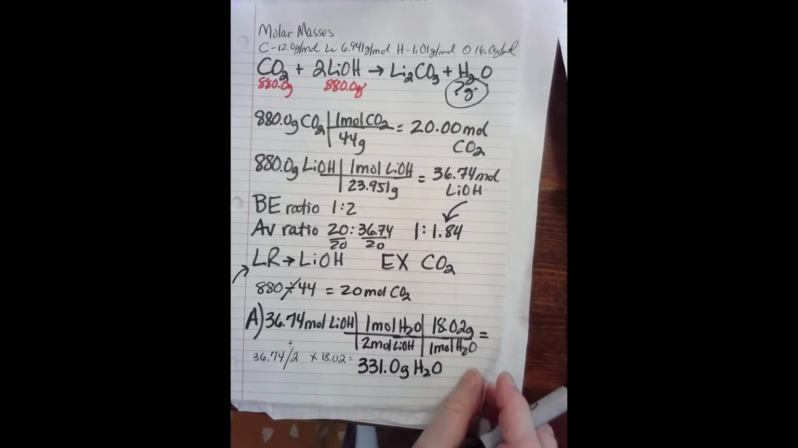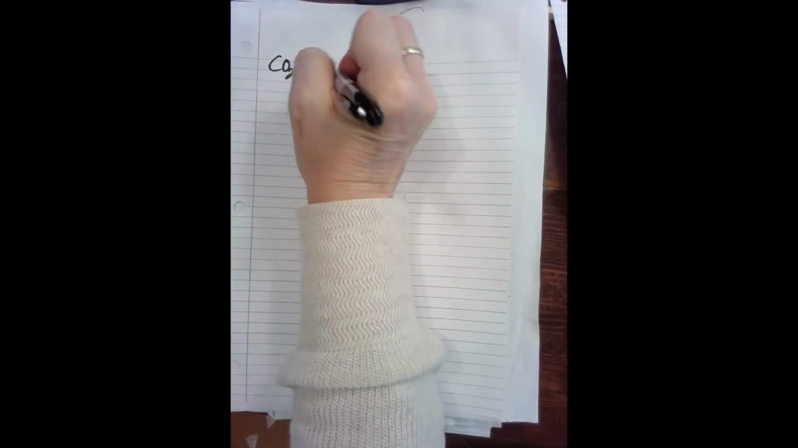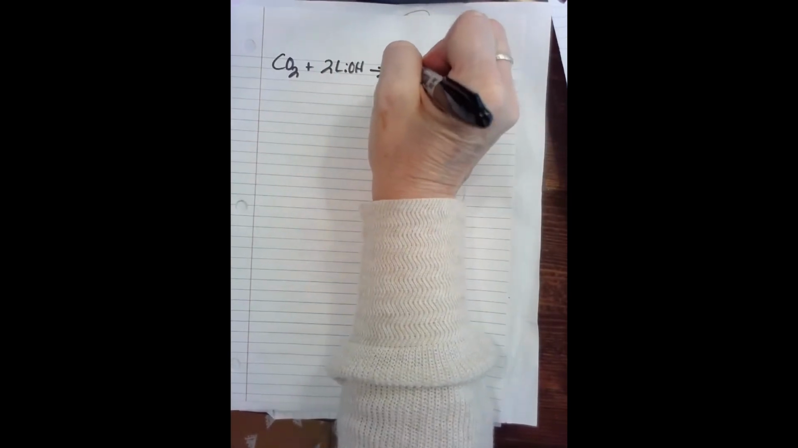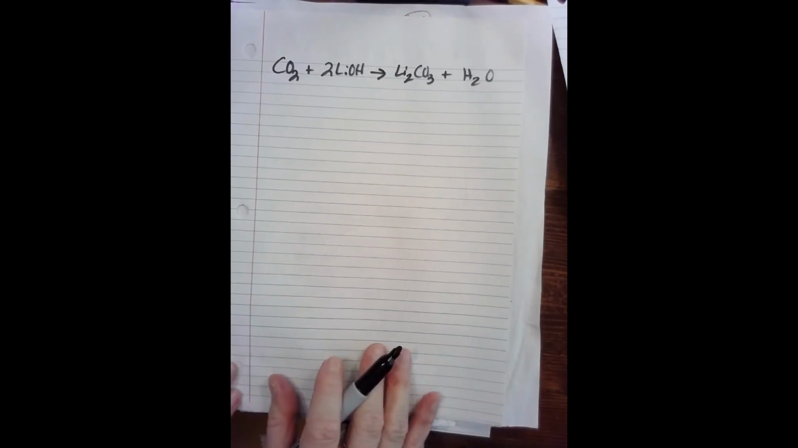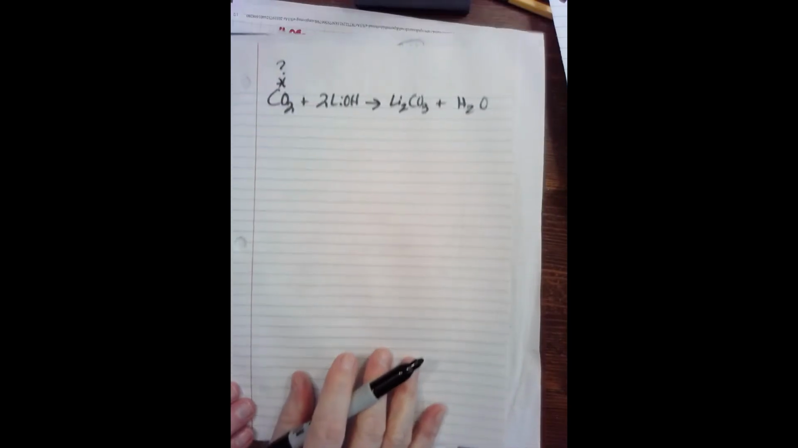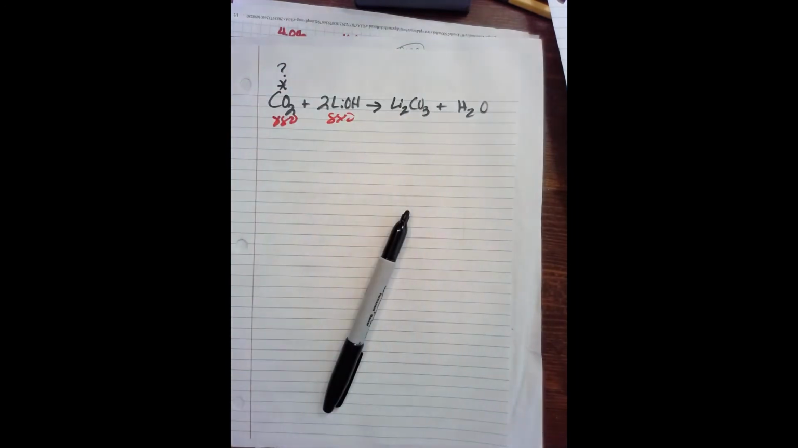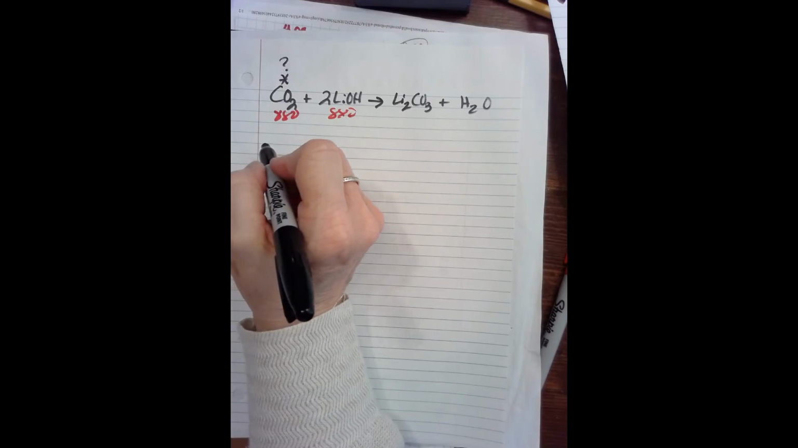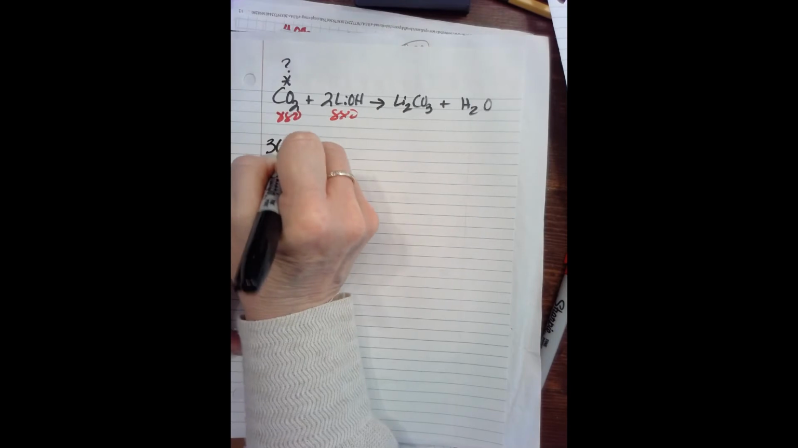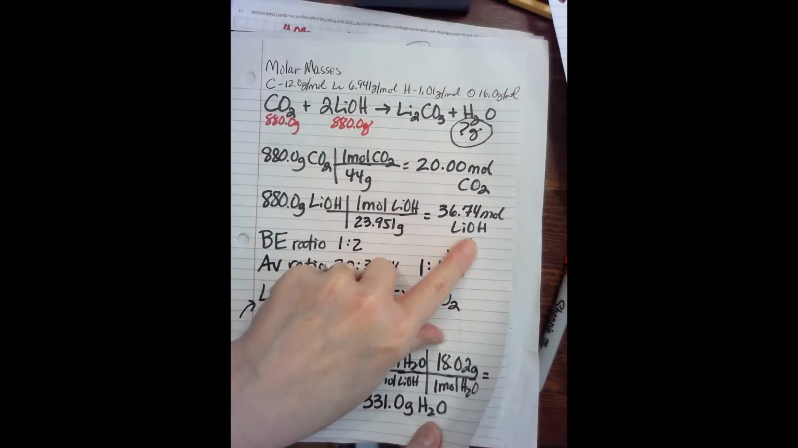Now let's move on to question B, which is: how much excess reactant is left over? So I'm just going to quickly write this balanced equation back up here, just so I can refer to it without flipping back: 2 LiOH plus CO2 gives Li2CO3 plus H2O. All right, so there's my balanced equation for the second part. Now I want to know how much of this excess we have. If we remember, we started with 880 grams of each one. I still have to start with my limiting reactant, which is 36.74 moles of LiOH. That's from what we calculated right from the beginning, from how many moles we had.